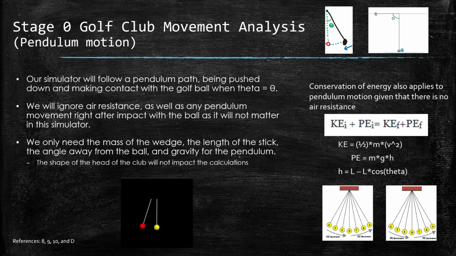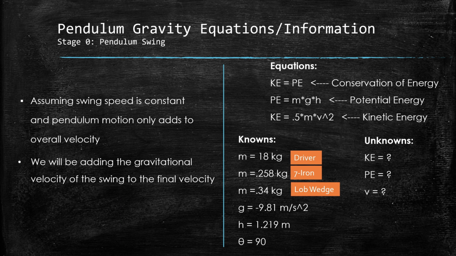We will not be including the shape of the head of the club within our calculations just to make the problem simpler. To our right, we have the equation that shows the conservation of energy that applies to the pendulum motion, and we're using this equation because we won't be including air resistance.